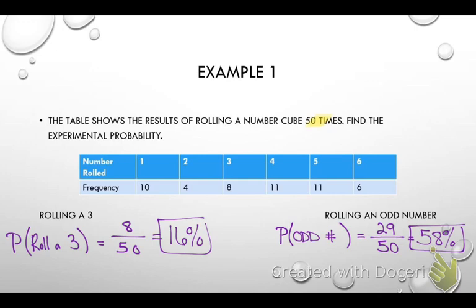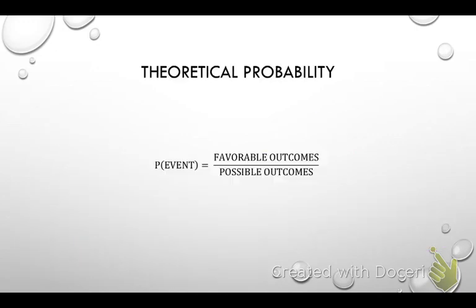58%. Good job. All right, so that's it for example 1, calculating experimental probability. Are you kind of grasping this whole idea of experimental, that you're actually doing the experiment? All right, so with theoretical probability, it is the other side of that. It is what should happen.